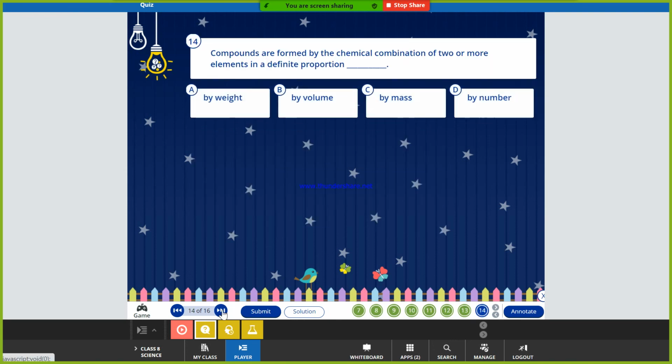Okay, next question. Compounds are formed by chemical combination of two or more elements in a definite proportion, by dash. Option A, weight. Option B, volume. Option C, mass. Option D, number. By mass. Yes, you already saw that mass is weight.